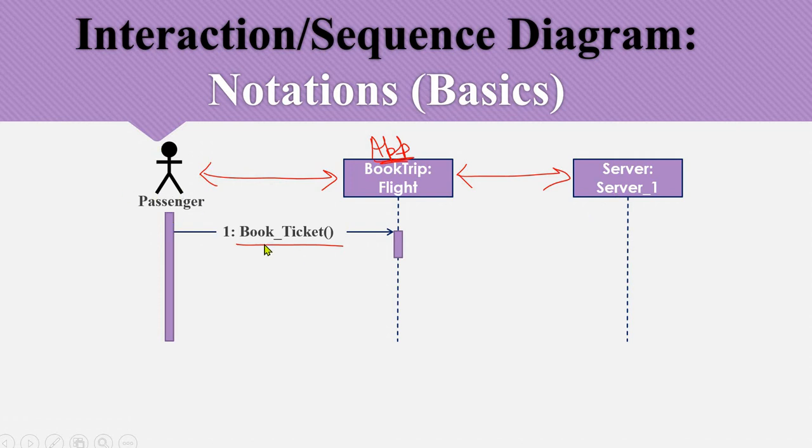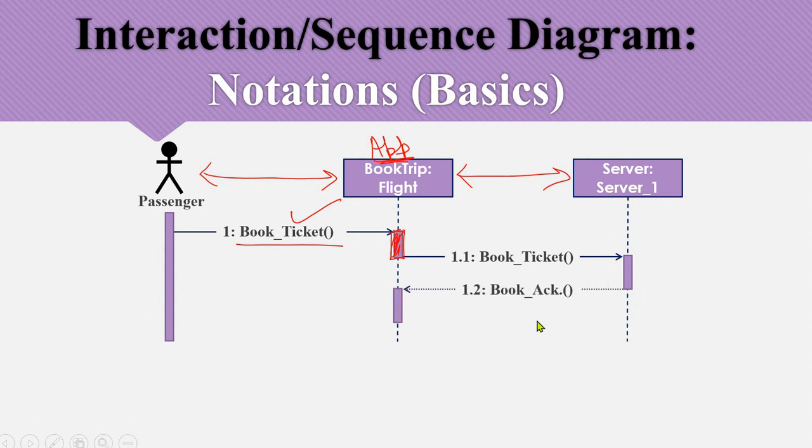So here the passenger will send the request to book a ticket to this intermediate application, and as the message is executed, meaning the passenger clicks the button to book a ticket, this object becomes active, and in response this object forwards the request to the server, and the server responds with the acknowledgement message to this application, which in response forwards the message to the passenger. As all of these messages are in communication, a continuation of the first message, we number them as 1, 1.1, 1.2 and 1.3.